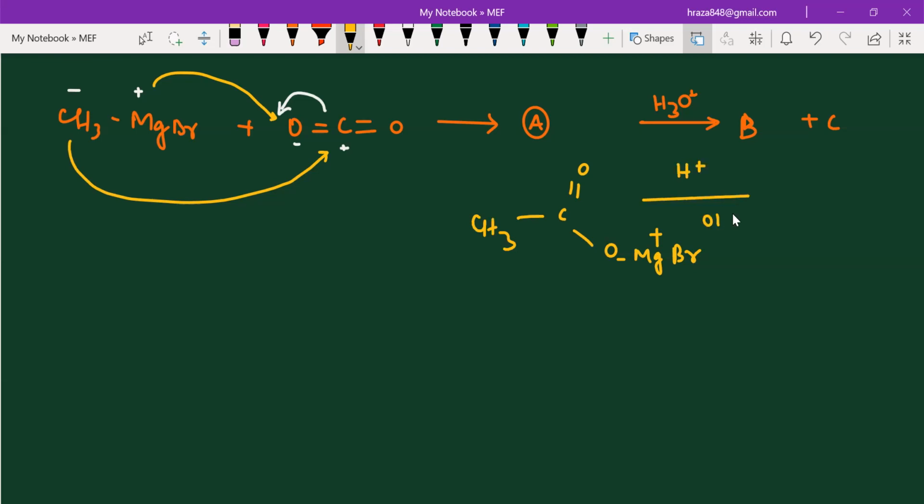And you know the drill, this positive will move to the negative, and this negative will move to the positive. So what you will get is CH3 C double bond OH, that means ethanoic acid, along with this byproduct, that is MgOH. Is that clear? Please do let me know.